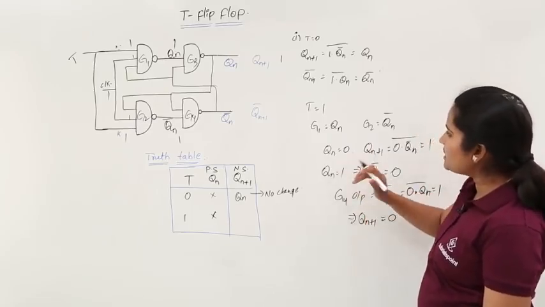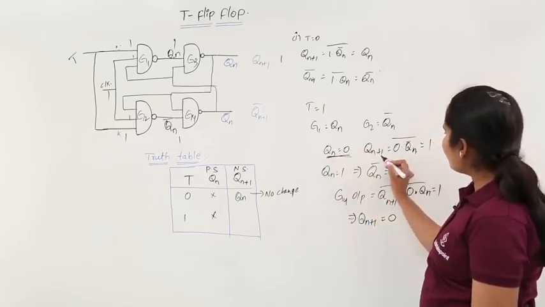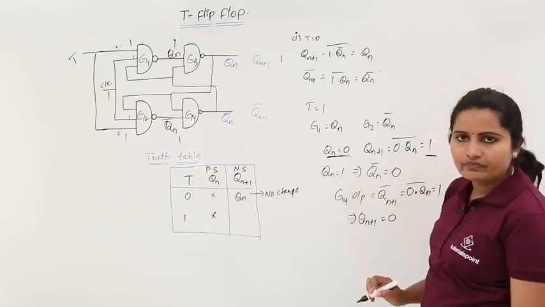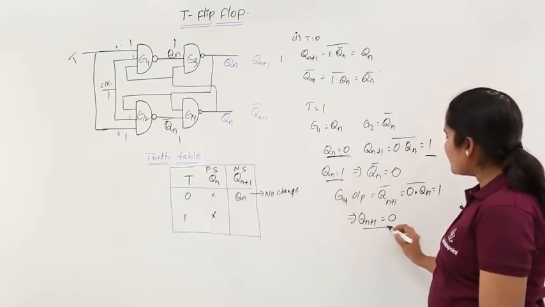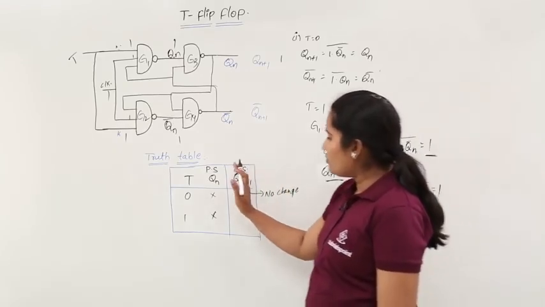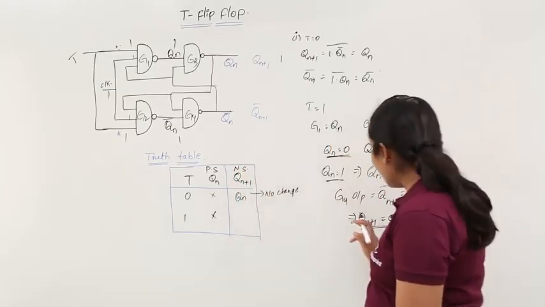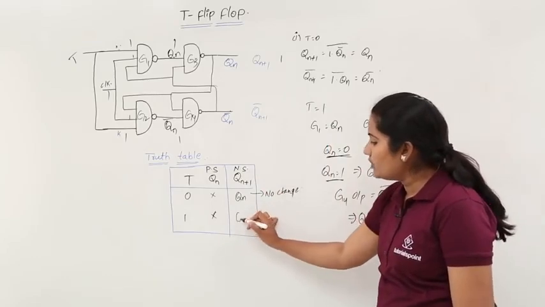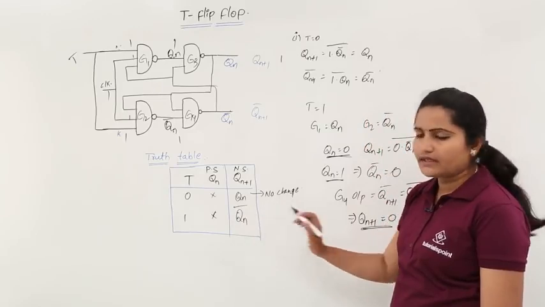That means you can observe these two cases: when Qn is equivalent to 0 you are getting Qn plus 1 as 1. When Qn is equal to 1 you are getting Qn plus 1 as 0, the complement of that. So, whatever Qn plus 1 is there, you are getting the complement of Qn. So, here I am writing like this.